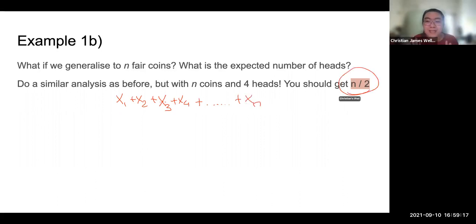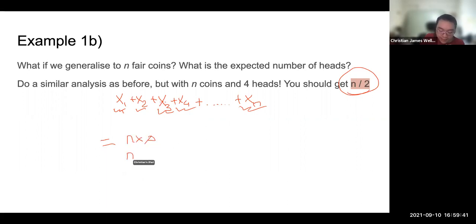Okay, so hopefully you pick up this idea of decomposing it into indicator random variables, and then you calculate their probability of success, and then you get the expectations of all these terms and just sum them up to get n times the probability. Okay, in this case it's n times half, n over 2.